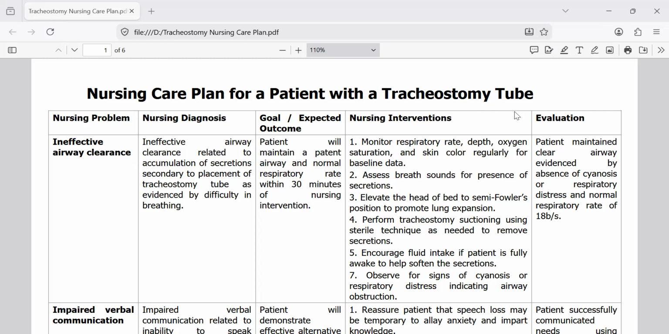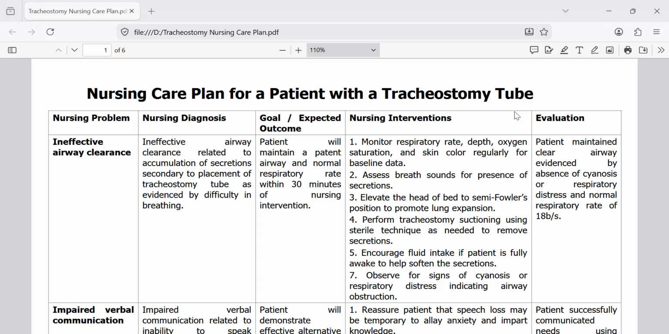Those are the indications. So having that background, let us now look at a patient with a tracheostomy tube, this tube that has been inserted. So quickly, let's look at the nursing care plan. This nursing care for a patient with a tracheostomy tube will be in two parts. The first part will be 5 problems. The second part will also be 5 problems. So we tried to exhaust all the problems. So quickly, let us start.